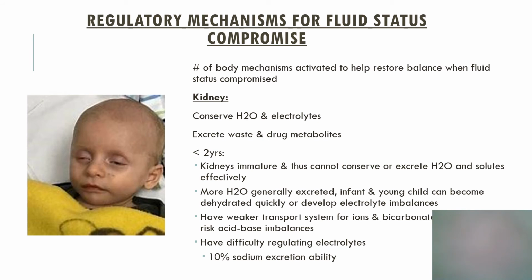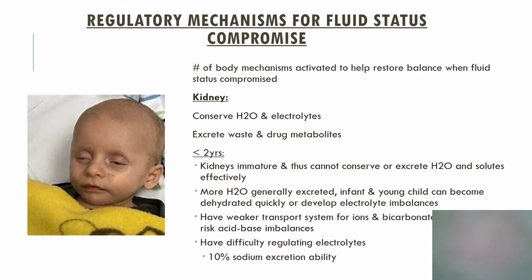So there are some regulatory mechanisms when we have fluid status compromise, and there are a number of those in our bodies. Kidneys are one of the major systems, or our renal system. Kidneys can help us conserve water and electrolytes when needed, and they can help us excrete waste and drugs. However, in young children, and in particular children under the age of 2, infants and toddlers, they have an immature renal and kidney system, and they are unable to conserve and excrete as well as older children, adolescents, and adults can. So that does pose a greater risk for them.